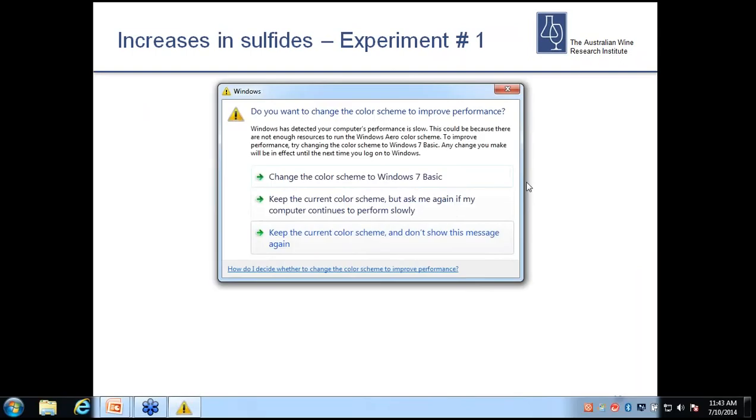So I'm going to discuss with you a series of experiments that we did at the AWRI, where we specifically focused on the effect of different copper concentrations in different wines, and just to see what the effect was of copper and also some other additives like SO2 as well as oxygen on wine aroma.